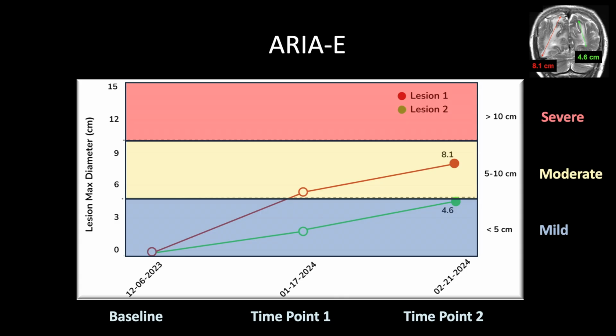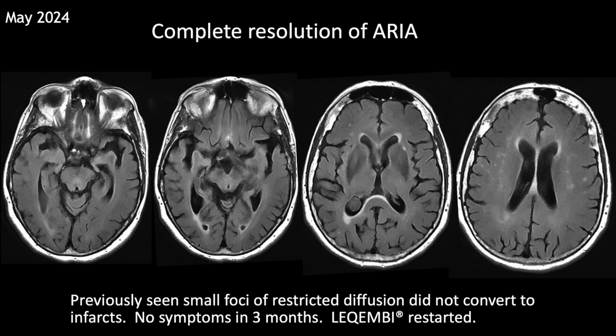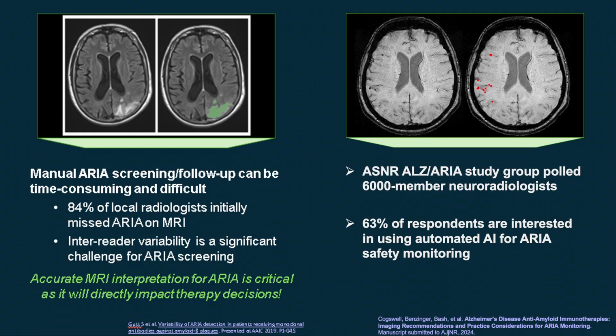This is just a close-up look of this ARIA-E here, so mild, moderate, and so sort of color gradations here, and it plots it for you. And then fortunately, this patient actually, her ARIA-E resolved. This patient actually couldn't wait to get back on the Leqembi, and she's doing great. Her cognitive scores have improved since she's been on treatment, so a good outcome, at least at this point in time.